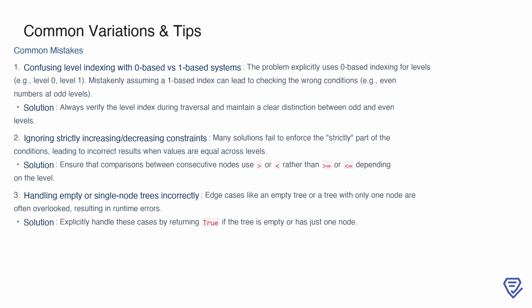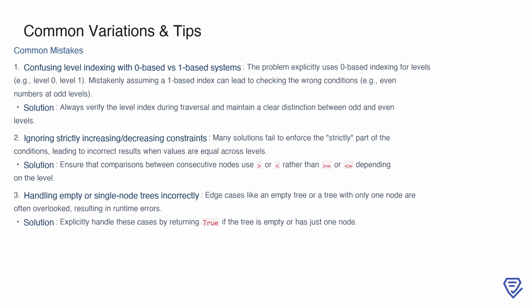If you mistakenly assume a 1-based index, you might end up checking conditions for the wrong levels, such as enforcing even numbers at odd levels. To avoid this, always verify the level index during traversal and clearly distinguish between odd and even levels. Another frequent issue is neglecting the strictly part of the increasing or decreasing constraints. For example, using >= or <= in comparisons instead of > or < can lead to false positives when values are equal across levels. Always ensure your comparisons enforce strict conditions.